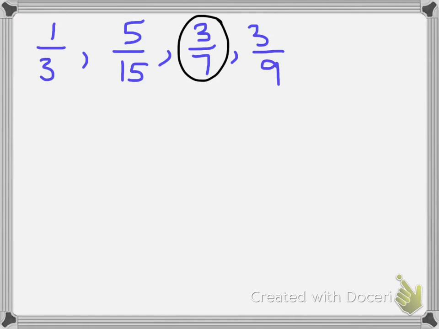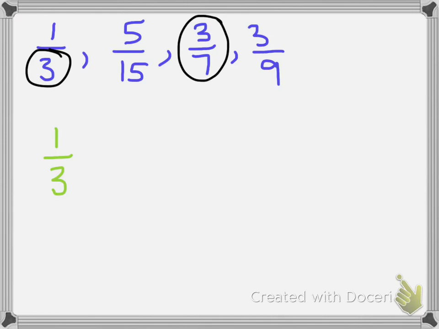Ask yourself, how do I know that? We've talked about related fractions, related denominators. 3, 15, and 9 all have a factor of 3. 7 does not have a factor of 3. But the great thing is, the second part of the question says, show how you know. So if you didn't see that pattern, you could just walk through each one and test to see if it is equivalent or not. So we'll start with 1/3.